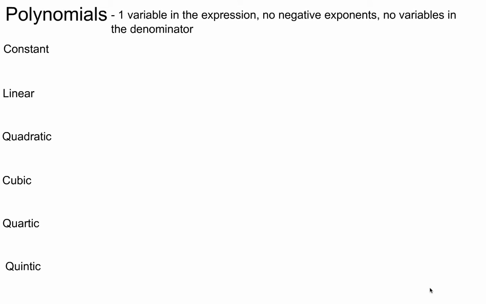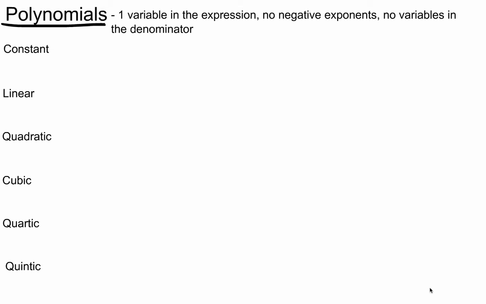Alright, quick review over polynomials. So with polynomials, there can only be one variable in the expression. It could be x, y, whatever, it doesn't matter, but only one variable in it. No negative exponents and no variables can be in the denominator at all.